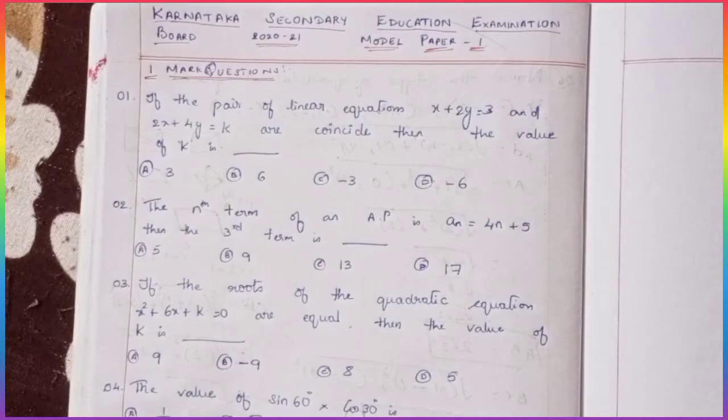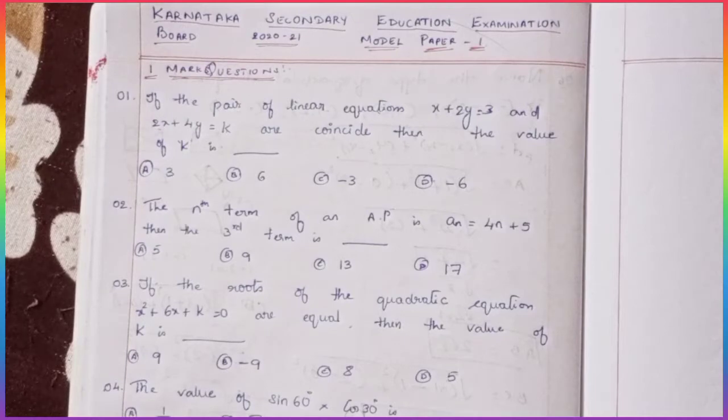Today I am solving a state level board paper which is given by the Karnataka Secondary Education Examination Board, 2021 Model Paper 1. It is a model paper. In this video I am going to solve the multiple choice questions of 1 mark. So I think it will be easy for all the SSLC students to face the examination. So without wasting the time, let us get into the video.